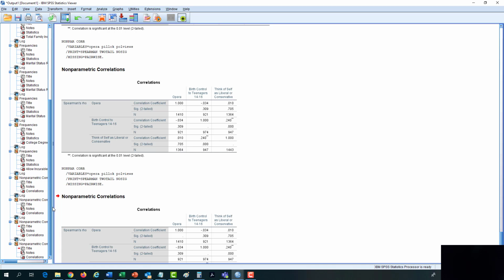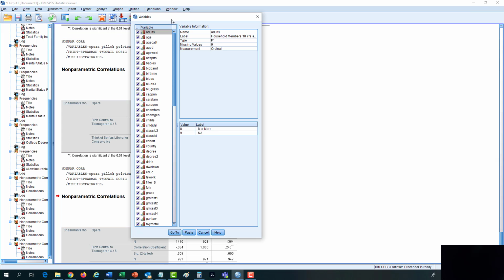Let's look at think of self as liberal or conservative and birth control to teenagers. Now, that has a weak to moderate positive correlation of 0.240. And it is a significant test. But I want to take a look at this variable in the variable list button, because we need to talk about that for a second.